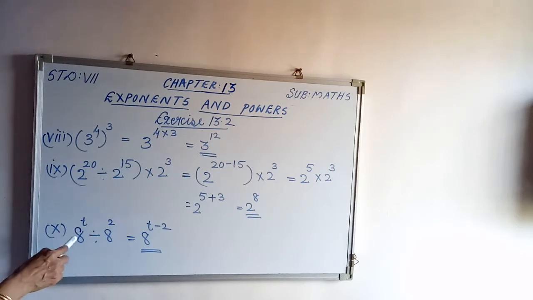Last one, 8 raised to the power t divided by 8 raised to the power 2. Of the form a^m divided by a^n, that is a raised to m minus n. That means here 8 raised to t minus 2. Is that clear? Now second question.